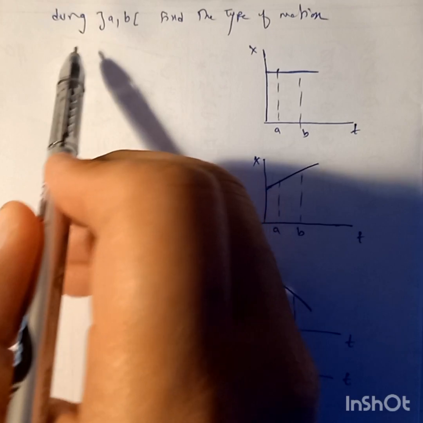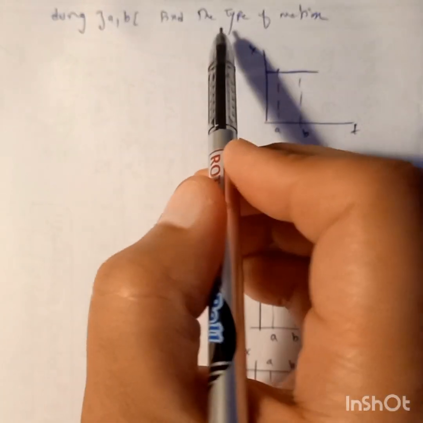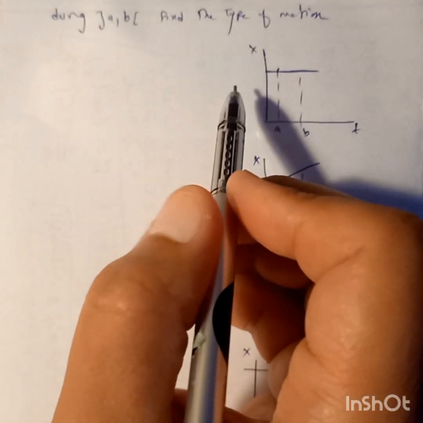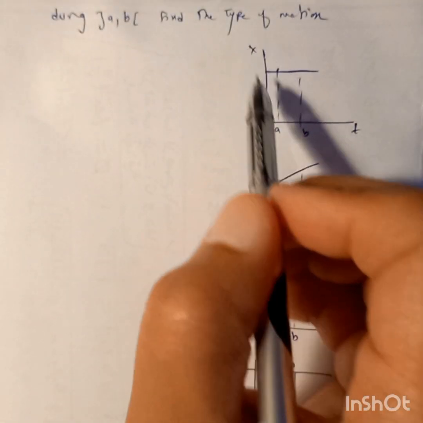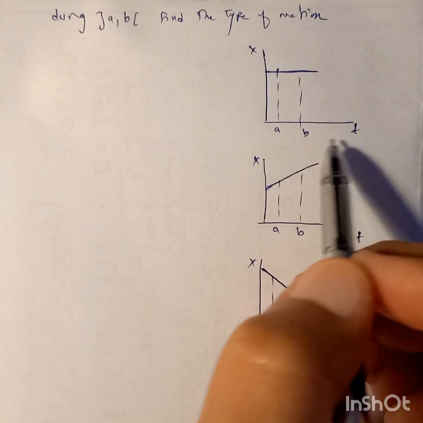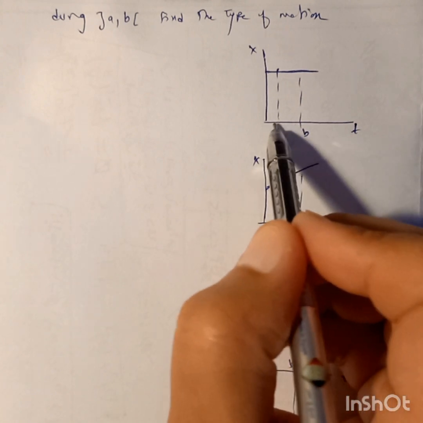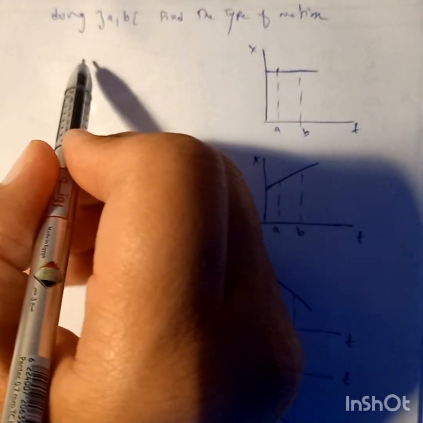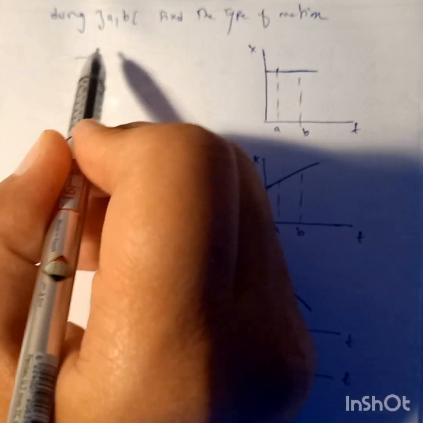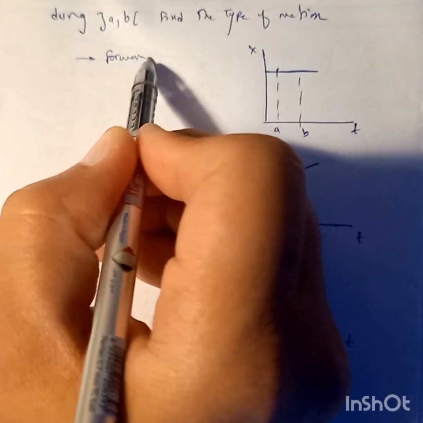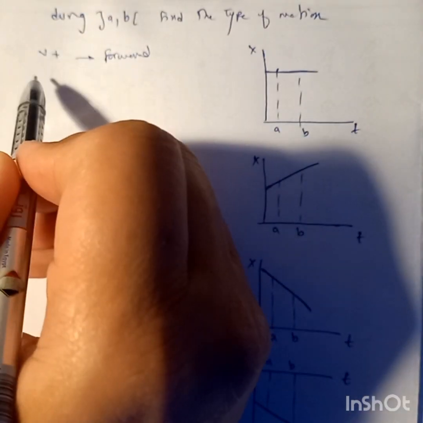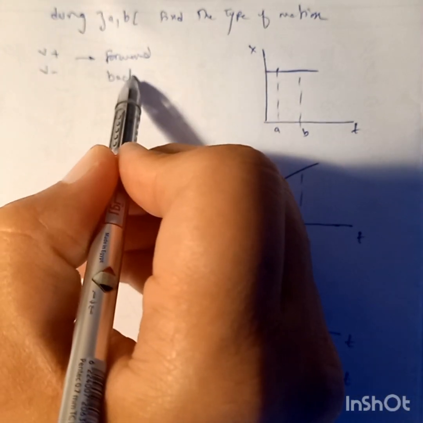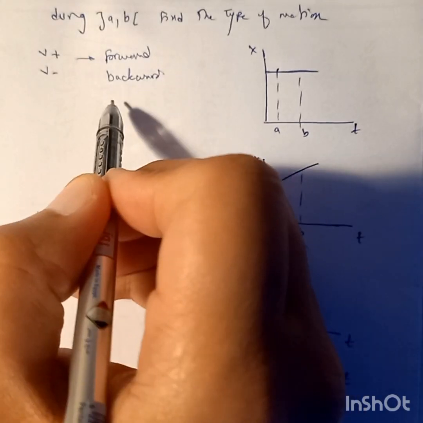During the time interval a and b, find the type of the motion for each given curve. Okay, here we have a curve relating displacement and time t. During the time interval a and b, it's required to find the type of this motion. The type of motion may be forward, when v is a positive quantity, or when v is negative, then we have backward motion.